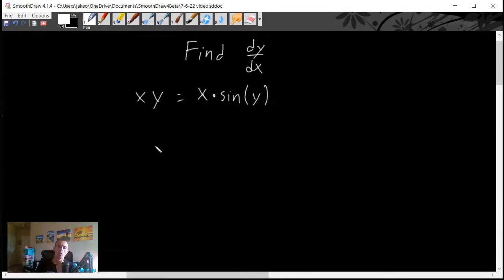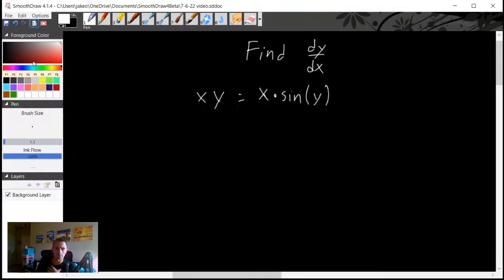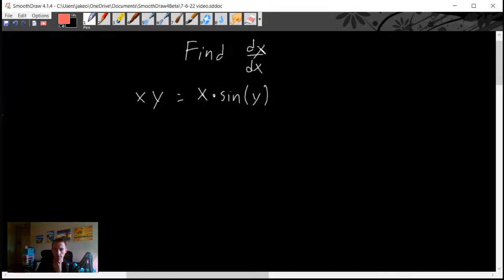So first thing you want to do is figure out what is your variable, what is your function. Well, looking at this problem, it's telling us that we need to find dy/dx. Whatever is up at the top of our equation, in this case it's y, that's going to be your function. And whatever is down here on the bottom is going to be your variable. So basically what that tells us is y is a function of x.